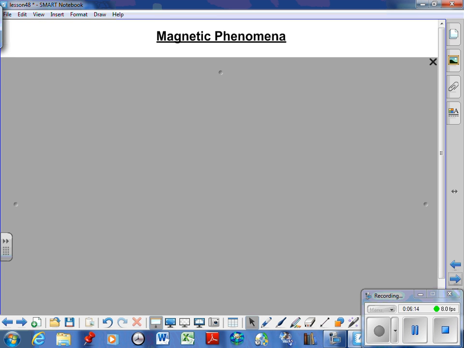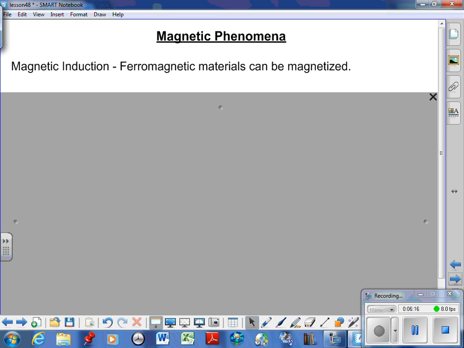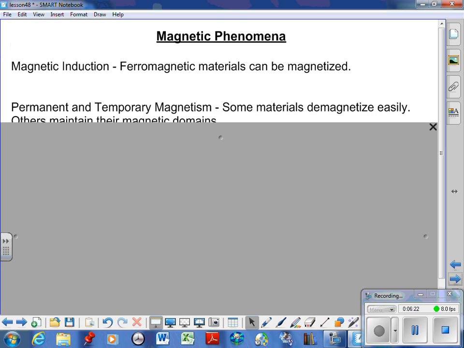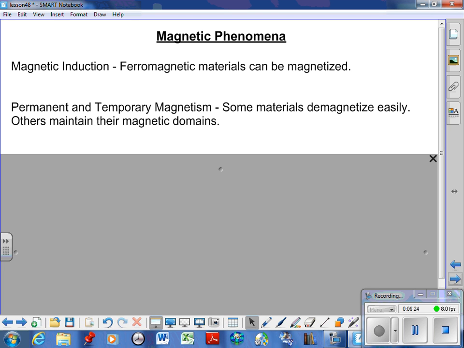So let's talk about magnetic phenomena. Magnetic induction. All ferromagnetic materials can be magnetized. All right. There is permanent and temporary magnetism. Some materials demagnetize easily. Others will hold on to their magnetic domains for longer periods of time.